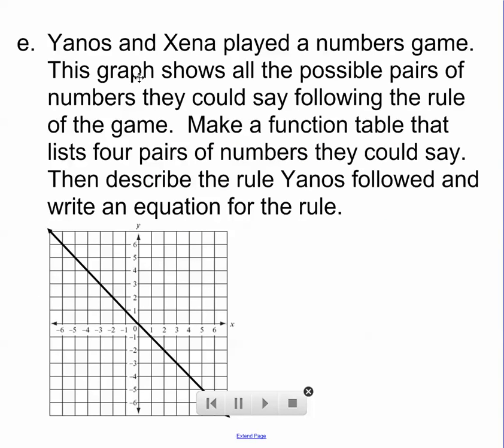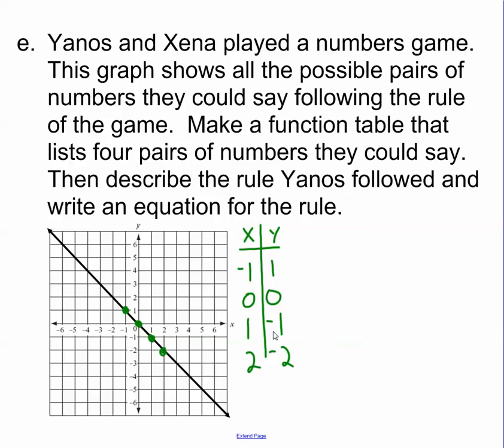Okay, we got Yanos and Xena this time playing a numbers game. This graph shows all the possible pairs of numbers they could say following the rule of the game. Make a function table that lists 4 pairs of numbers they could say, and then describe the rule Yanos followed and write an equation for the rule. All right, so I'm going to plot some points here. And here's some numbers they might say. Xena might say -1, and Yanos would say 1. Xena might say 0, and Yanos would say 0. Xena might say 1, Yanos would say -1. Xena might say 2, and Yanos would say -2.